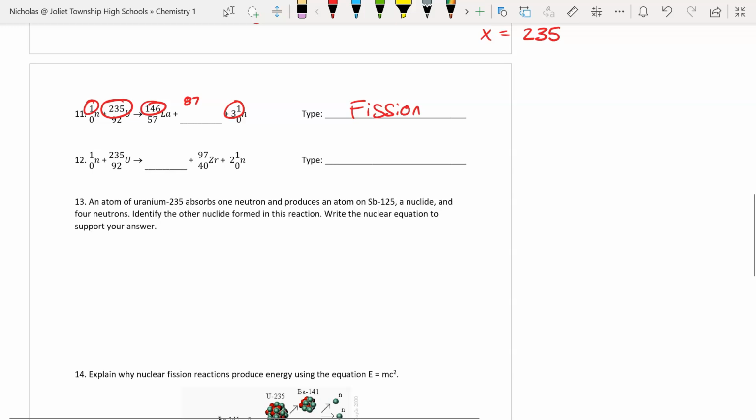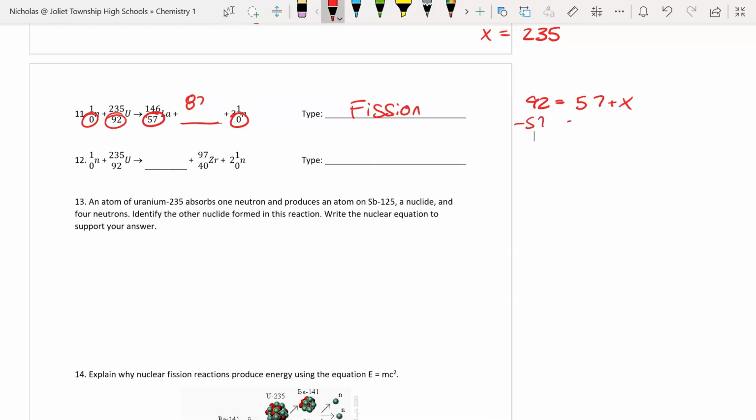Okay, and then let's go ahead and balance the protons next. I erased our 87. Let me put it back here. Okay, so I've got 0 and 92. That's just going to be 92. And then on the other side of the equation, we have 57 and 0. Of course, our blank, too. So 57 plus x. So when we solve for x, subtract 57 from both sides, x ends up being 35. 35 on the periodic table is good old bromine. All right, moving on to our last problem here.